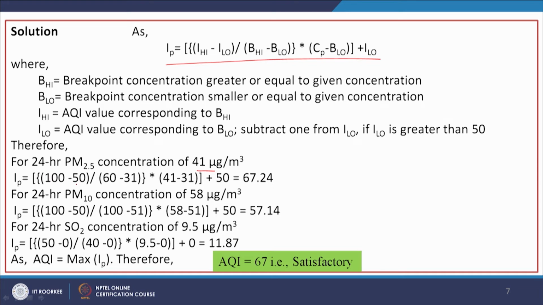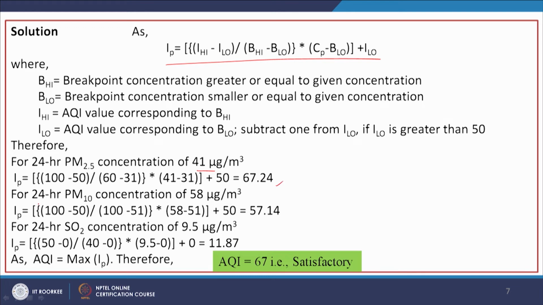So, we are considering 50, and then BHI 60 and BLO 31, and it is 41 minus 31 and plus 50, that is equal to ILO 51. So, the value we have considered as 50. So, then we are getting 67.24.